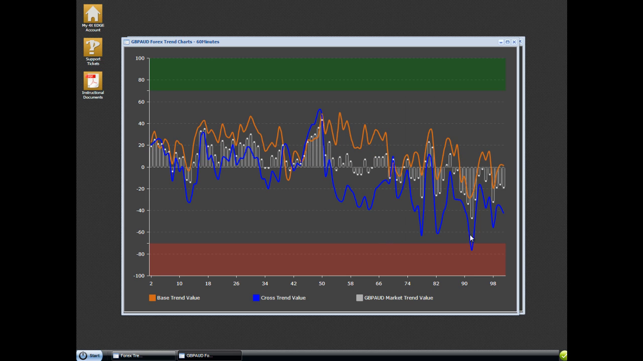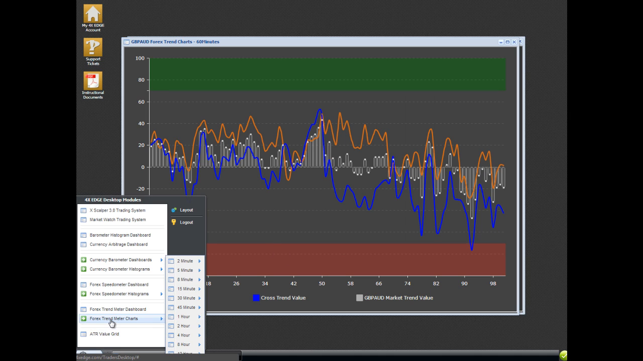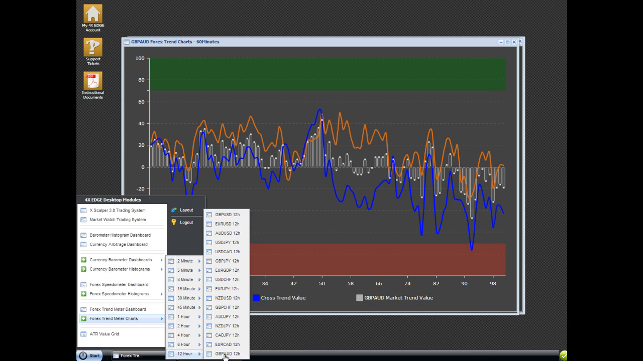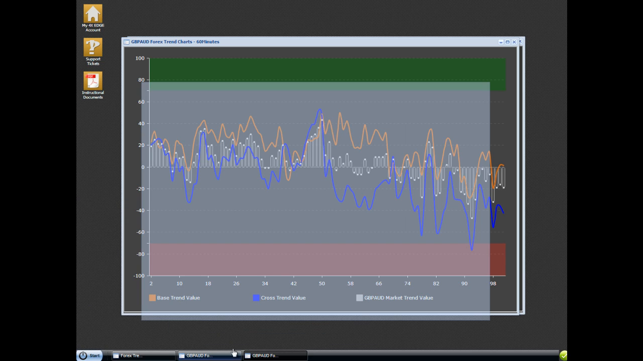And now it was oversold at one point. The Aussie, at least, the cross on this currency pair was oversold at one point, and it made a small rally, and now it's starting to push down again. So let's look at the 12-hour and see if that helps us at all. So we pull up the 12-hour trend chart.